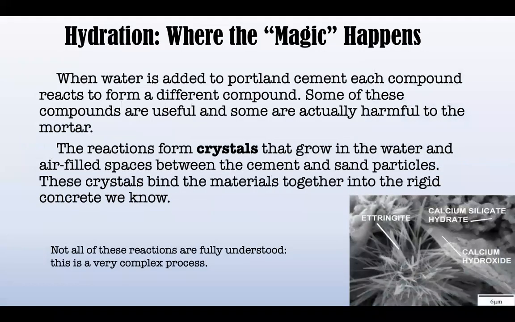When you add water to your cement dust, and your cement dust can sit around for years, each compound in that cement dust, and there's a bunch of things in it, all react with the water to form crystals. And those crystals expand in the spaces between the cement grains and the sand grains and the air pockets, and they literally grow into those cement grains and sand, and they tie everything together. And that's what holds concrete together. There's a picture below of some of the different kinds of crystals that form. There are multiple processes going on. They're not all completely understood. It can be quite complex.